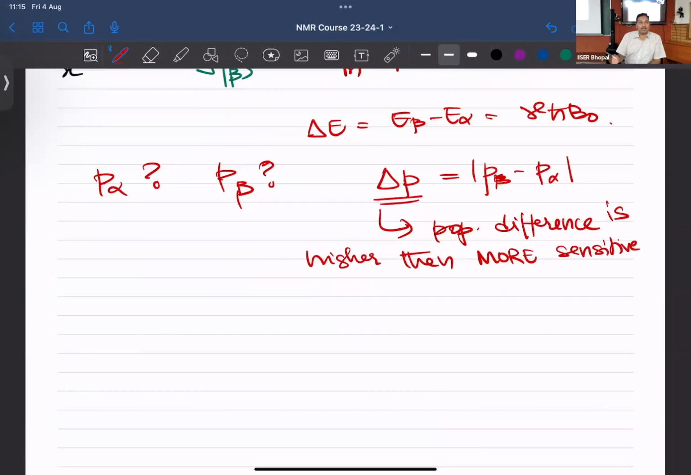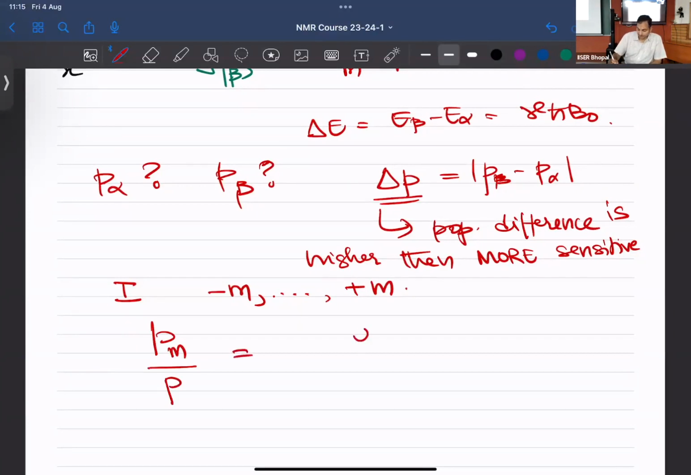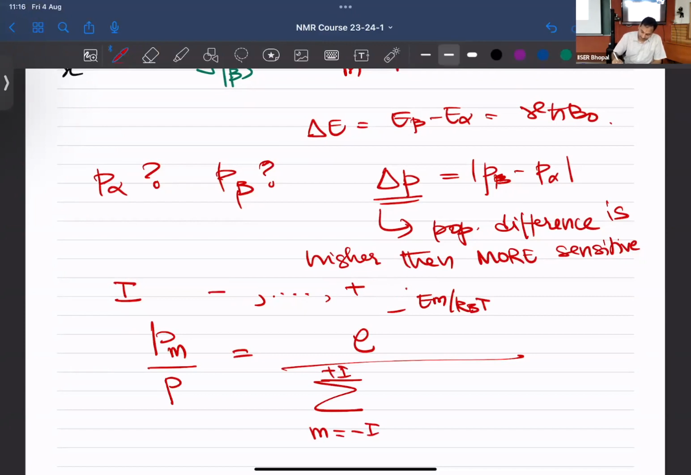Let me try to derive it as in the textbook for a general case of spin, not just for spin half. So let's say we take a spin system I, and it has states that go from minus m to plus m in integer steps of 1. Therefore, the population in a given state m with respect to the total population is going to be given by the Boltzmann distribution, where there's going to be e power minus Em by kBT, the whole divided by the summation over all states of e power minus Em by kBT. And this is what is called the Q factor that comes in the Boltzmann equation. It's more like a normalization factor.